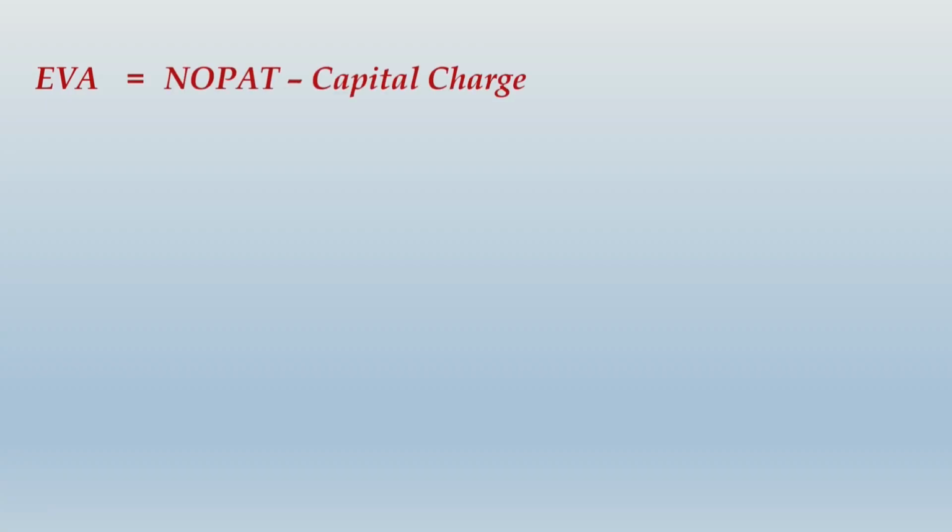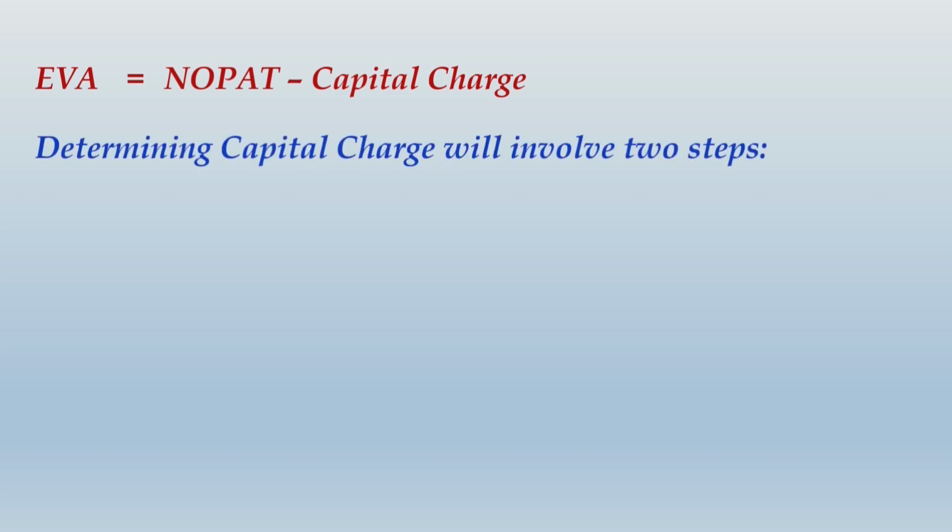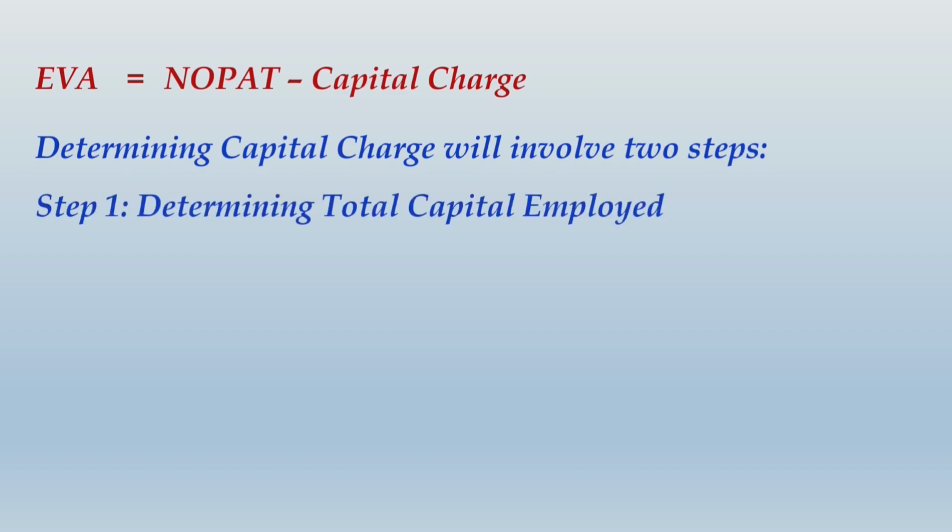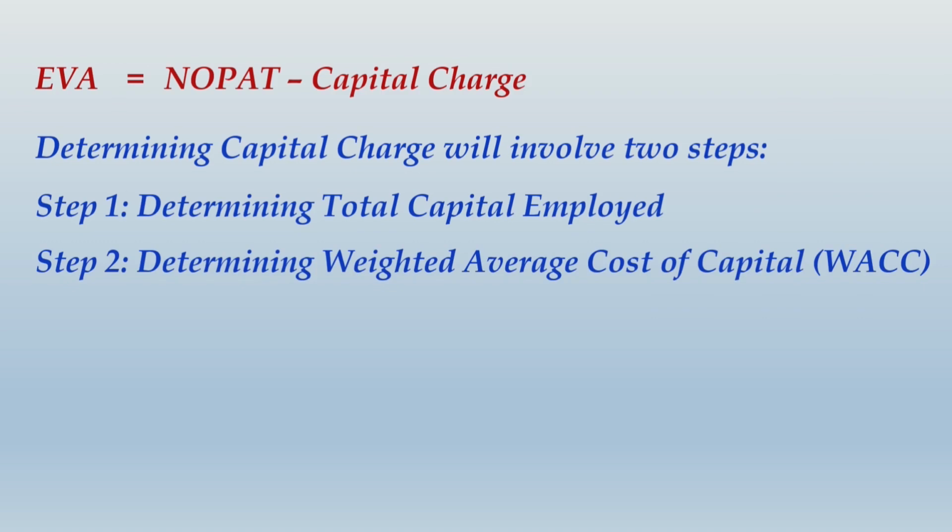EVA equals NOPAT, that is net operating profit after tax. Now what is the meaning of net operating profit after tax? I will explain you. From that you have to subtract what we call capital charge. Now what is the meaning of capital charge? That also I will explain you. So capital charge will involve two different steps. Step 1 will be determining the total capital employed. Total capital employed will be the aggregate of all those four components. And step 2 will be determining the weighted average cost of capital.